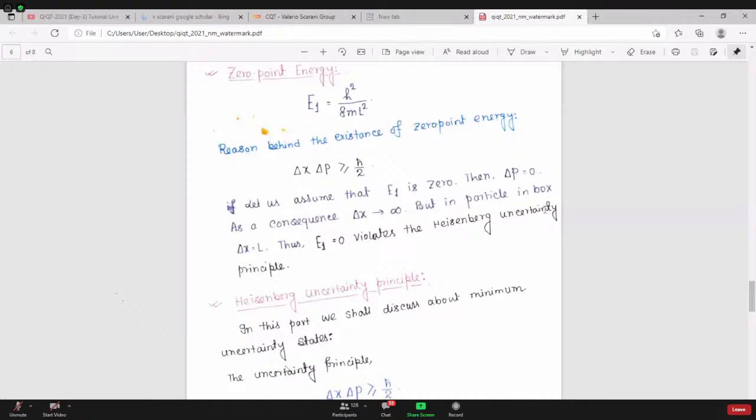Yes, sir. Okay. The point is that there is always an uncertainty relation between two non-commuting operators, but for our purpose, we use x and p.